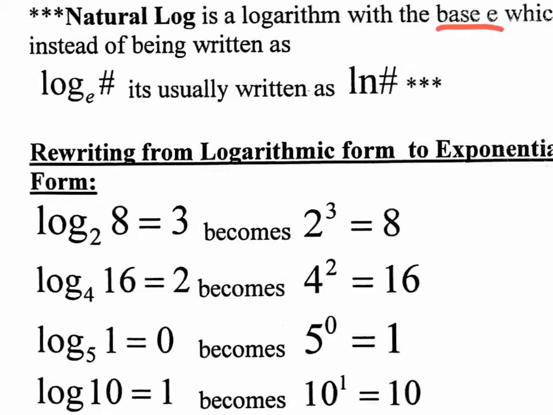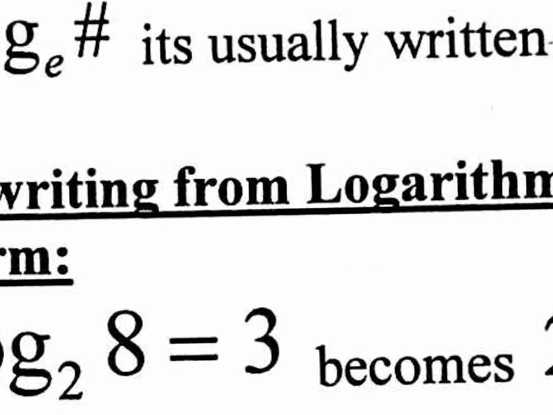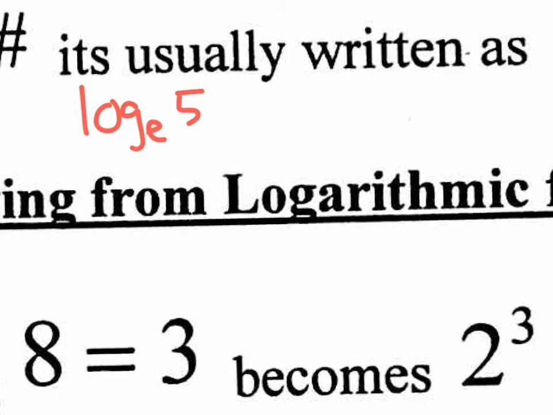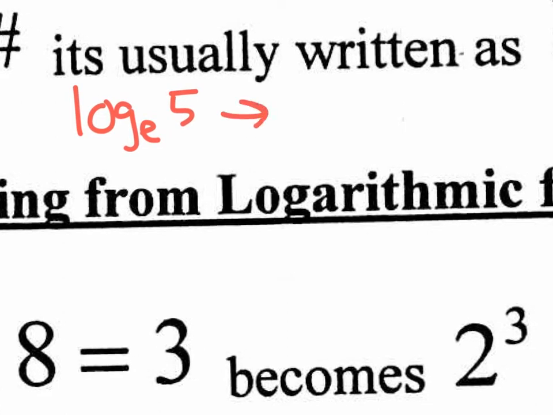Okay? So let's say I have log base e of, let's say, 5. Instead of writing log base e of 5, you could write it as ln of 5. It's the same exact thing. Log base e is ln. ln is log base e. And that is called a natural log.